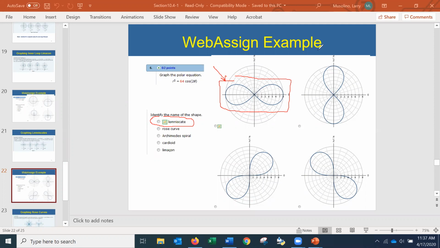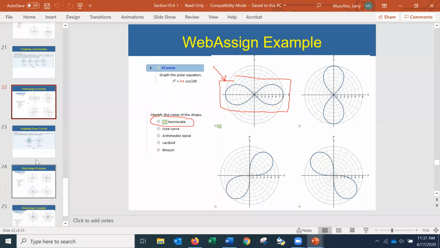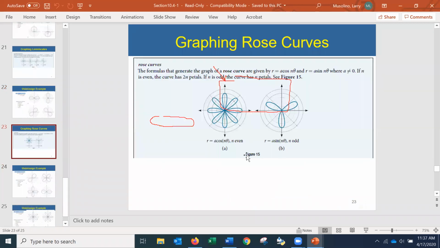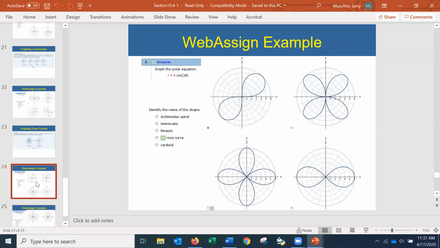All right, well, let's do a couple more WebAssign examples. This way you can work through some of these yourself. Let's do a couple more of the more complicated examples. So let me go to slide 24. All right, let's take a look at this one. It says r equals 6 cosine 2 theta. All right, so let me write down this equation. r equals 6 cosine 2 theta.